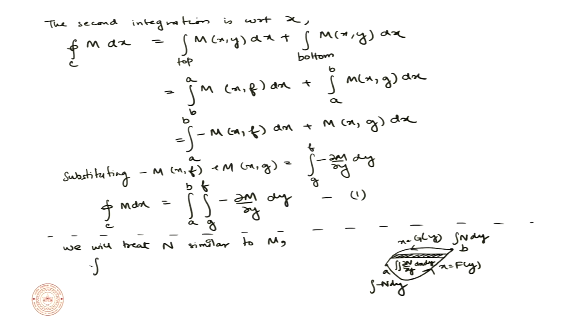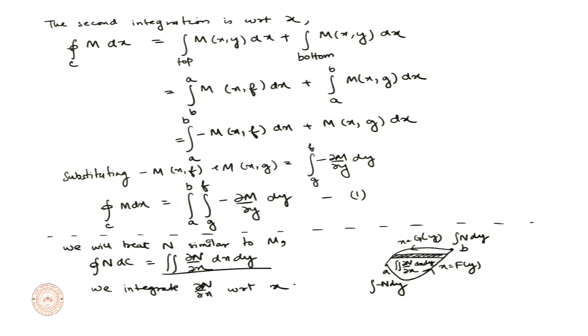So, we want to get the cyclic integral of n dy, which should equal the double integral of del n by del x dx dy. I was typing this wrong; it should also be x. Okay, again let us start with this expression. We integrate del n by del x with respect to x. That is the first step, just like last time.